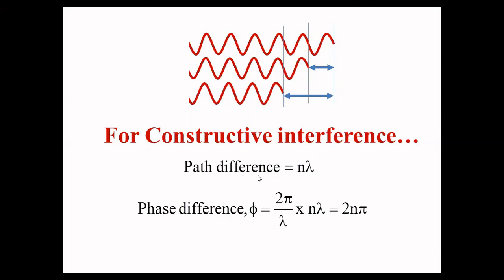So if you want crest to fall on crest, if you want the amplitude to grow, or if you want to see a light of highest amplitude, or a sound of highest amplitude, or a water ripple of highest amplitude, if crest has to fall on crest, the difference in the distances traveled by the two waves must be n lambda, or they should have a phase difference of 2n pi. So this condition you shouldn't forget. If the path difference is n lambda and the phase difference is 2n pi, then it leads to constructive interference. That means the waves interfere constructively to produce a large wave of highest intensity.